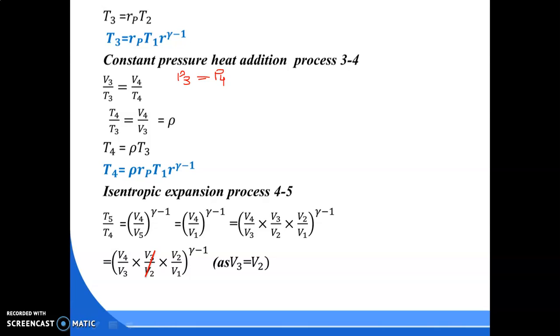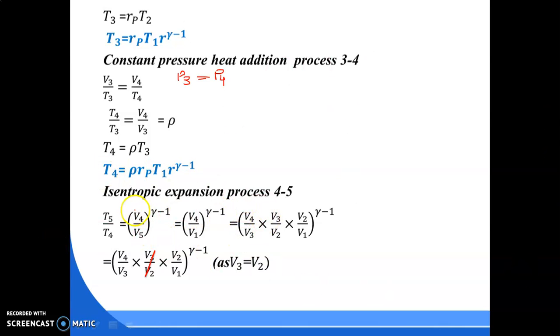So in this case, what is the property relation? V3 by T3 is equal to V4 by T4. If I rearrange this, T4 by T3 is equal to V4 by V3. What is V4 by V3? That is equal to the cutoff ratio, rho. So T4 is equal to T3 into rho. What is T3? Rp into T1 into r to the power gamma minus 1. So rho Rp T1 r to the power gamma minus 1. In place of T3 we can put Rp T1 r to the power gamma minus 1, so we get T4 in terms of T1.